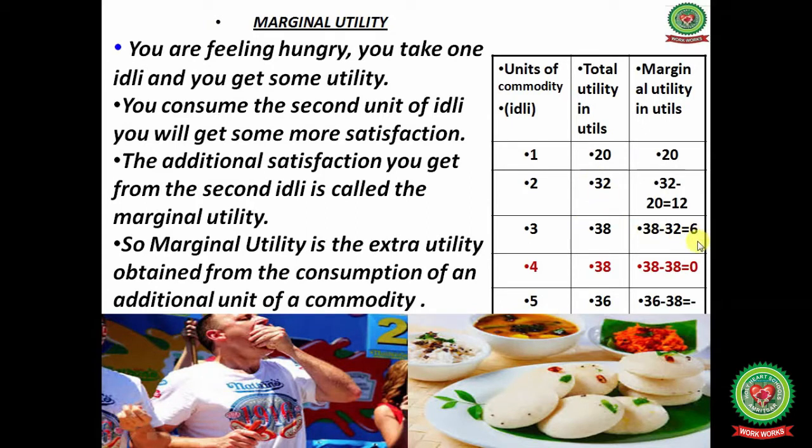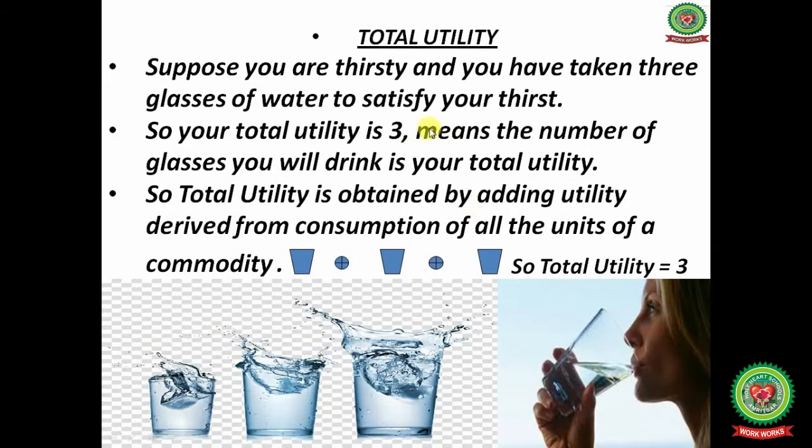In the same way, when the consumer will consume the third idli, he will get the total utility, that is 38, and marginal utility is 38 minus 32, that is 6. So the marginal utility from the consumption of third idli is 6.